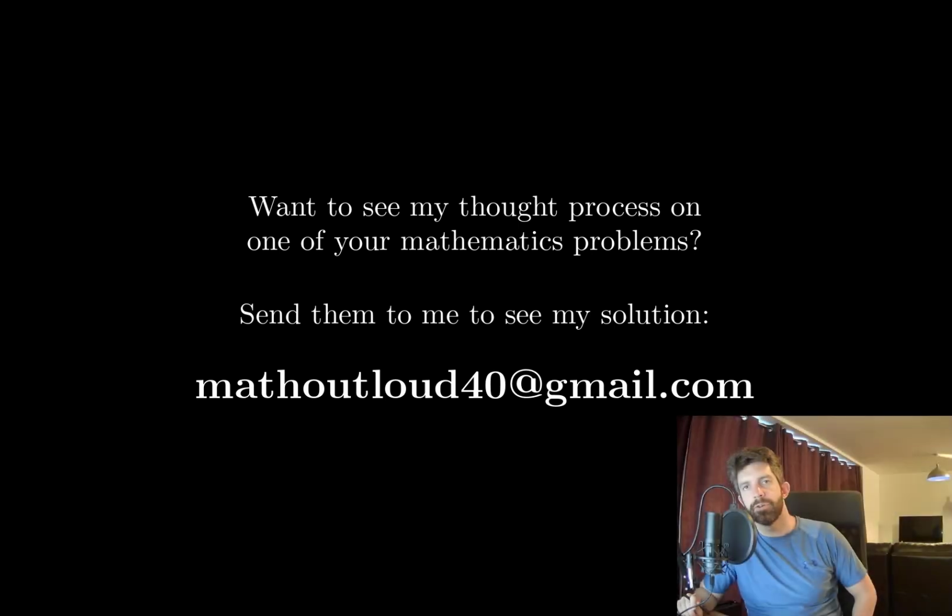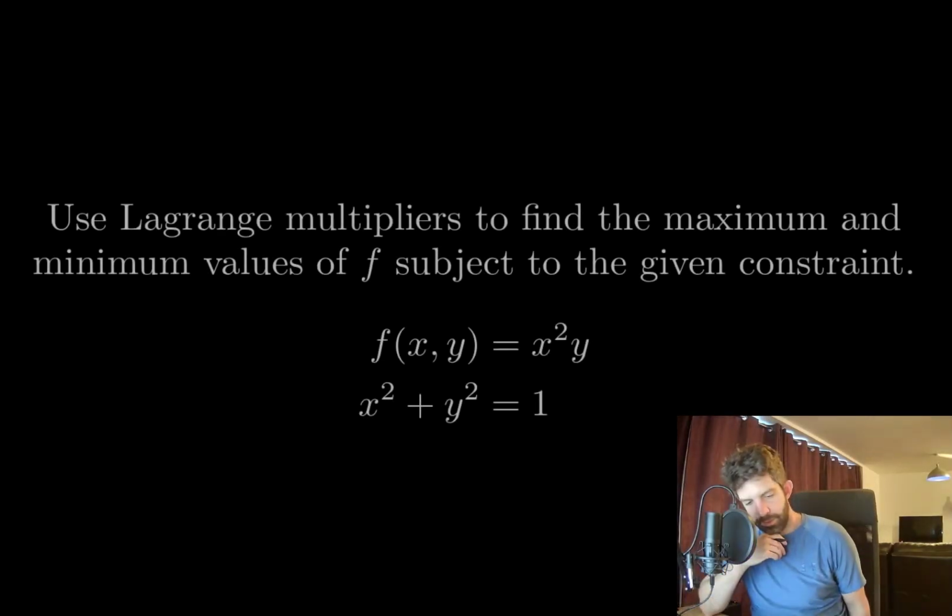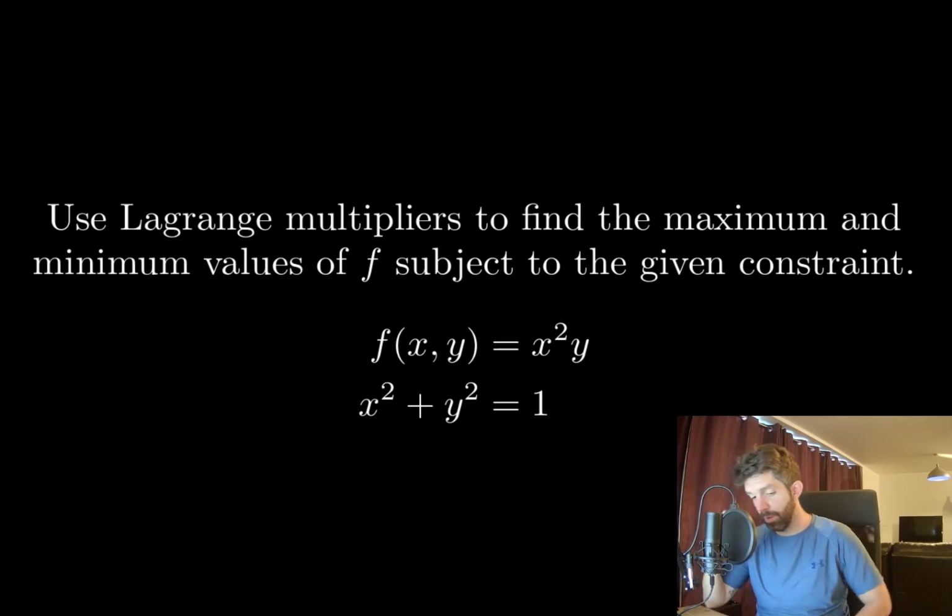Hello everyone, let's try and solve another problem. Use Lagrange multipliers to find the maximum and minimum values of f subject to the given constraint. So f of x, y is equal to x squared times y, and the constraint is x squared plus y squared equals 1.